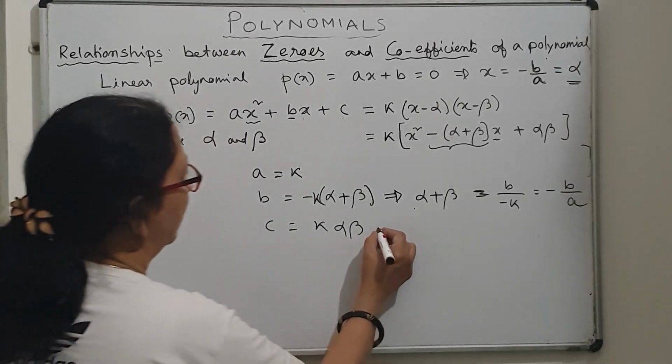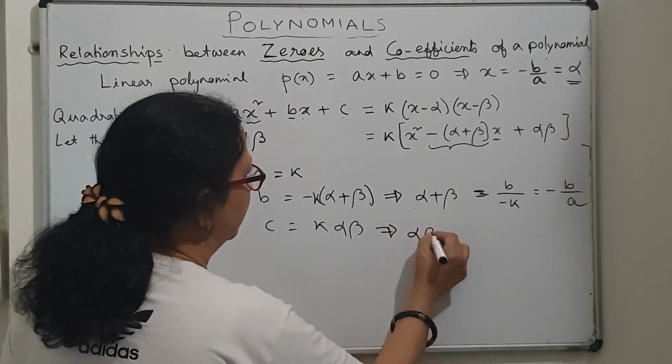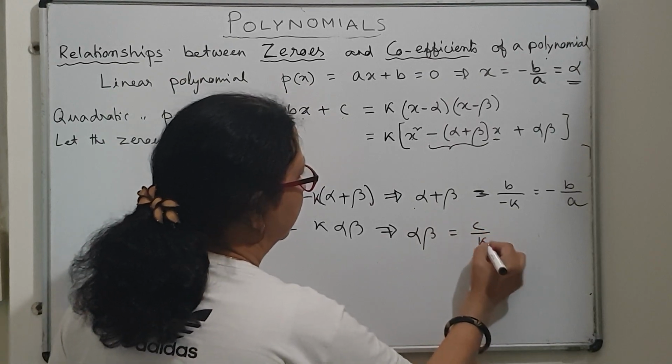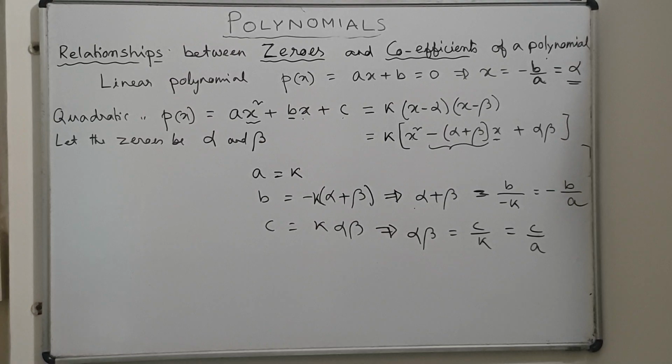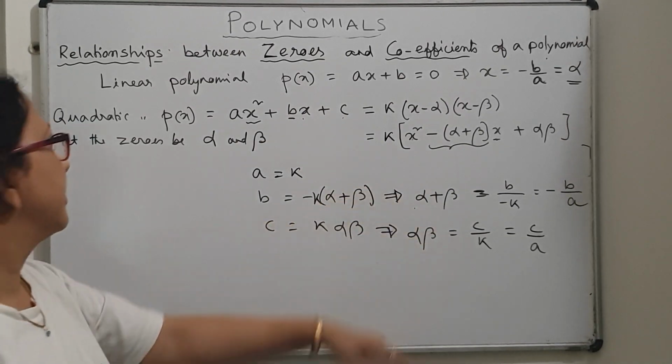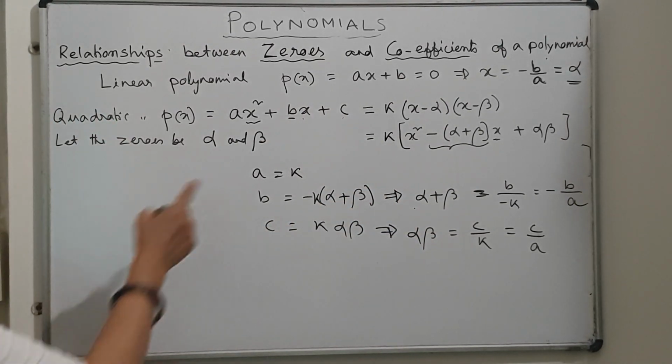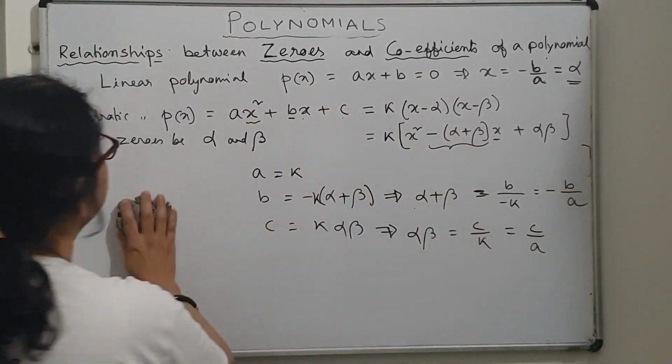Then from this what do I get? Product of the zeros, alpha beta, is c by k, that means c by a. So simply by comparing the terms, I can get the relationships. So this is the derivation I have shown you. So let me write down the relationships.